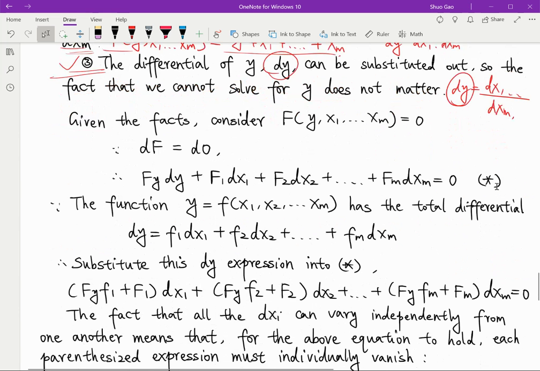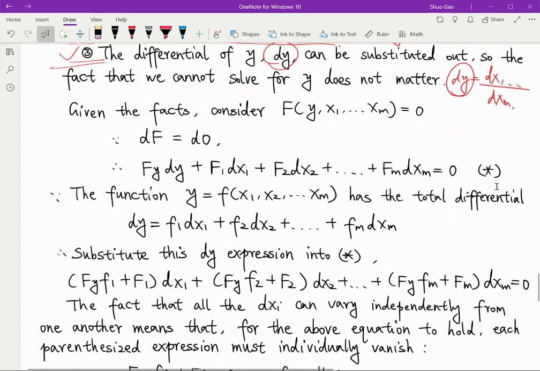So given all the facts, consider we have an expression like this. The big F, which is the expression of y and x1 to xm. So we have m independent variables, and y is the thing we're interested in, right? So y is the dependent variable. So that thing equals 0, right?